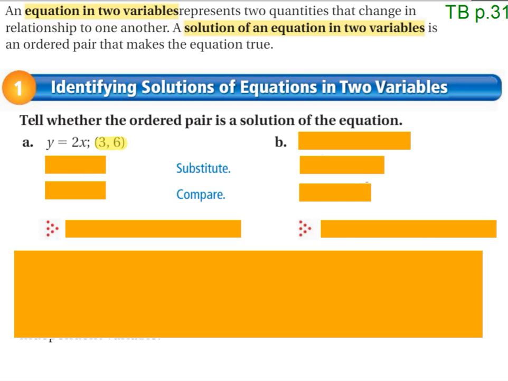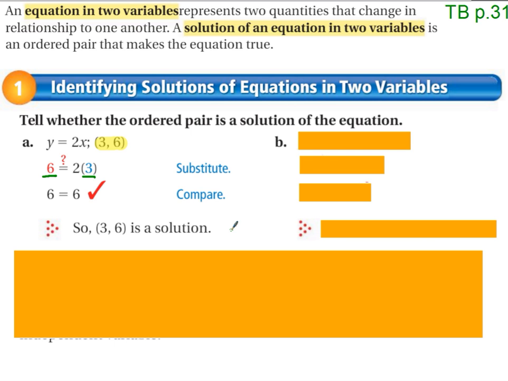So I'm going to substitute 3 and 6 in for my variables x and y. So that means the 6 is over here on the left for the y value, and 3 is the blue number substituted in for the x. Now, I have 6 equals 2 times 3. If I multiply 2 times 3, I get 6. So 3, 6 is a solution to this problem because 6 is equal to 6.